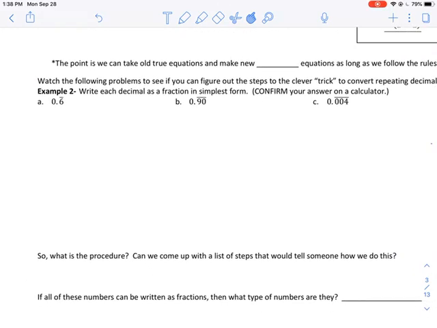And remember, we learned that rational numbers are numbers that can be written as fractions. So we're going to prove that these repeating decimals are rational by writing them as fractions. And remember that a fraction, the definition is that it can be written as a number a over a number b, and a and b are both integers, so no decimals are allowed.